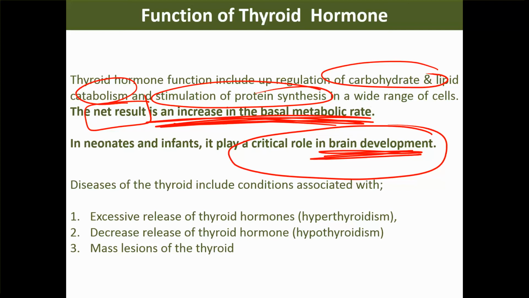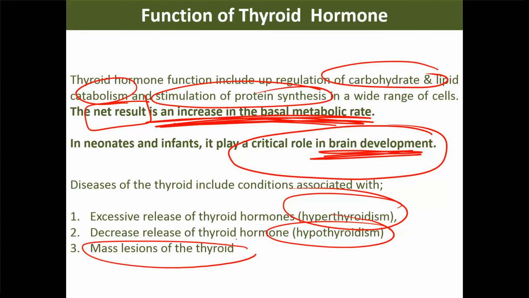Most endocrine diseases are classified this way. If they increase their hormone, it is called hyperthyroidism. If they decrease their hormone, it is called hypothyroidism. Or it can produce mass lesions of the thyroid.